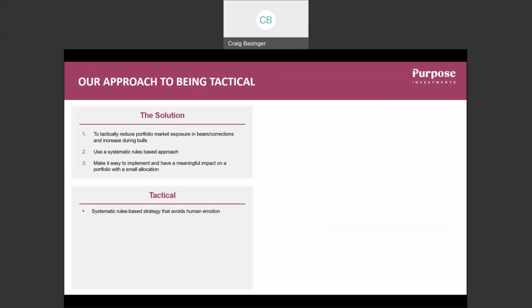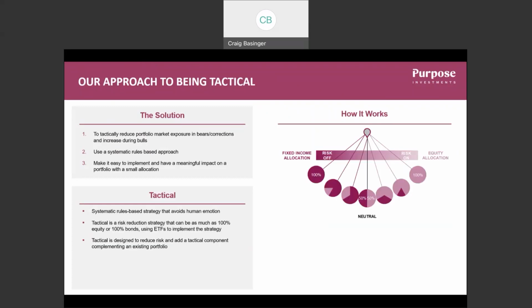So our strategy is rules-based, which avoids human emotion and our view of where we think the market's going. It is rules-based, so that alleviates some of that pressure. And the strategy itself can oscillate as much as 100% equity and no bonds, all the way to no equity and 100% bonds. And we use plain vanilla ETFs to implement this strategy. And tactical is really designed to reduce risk during periods of market stress and increase market or equity exposure during better times.